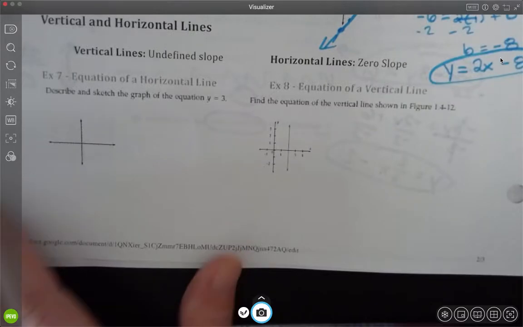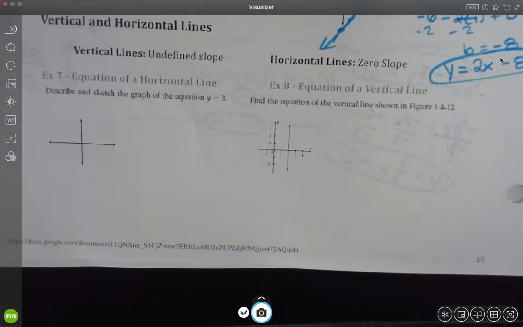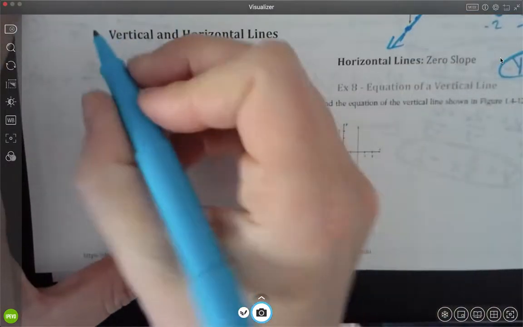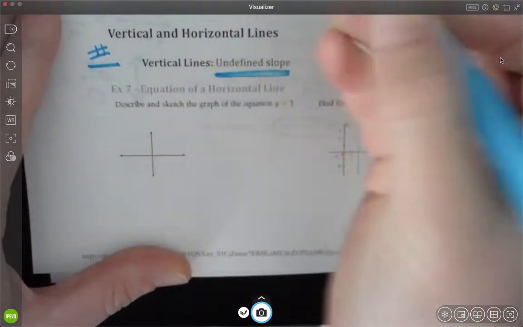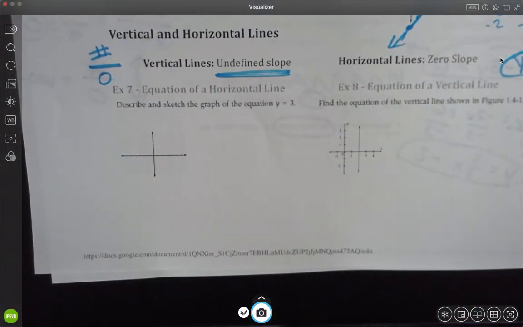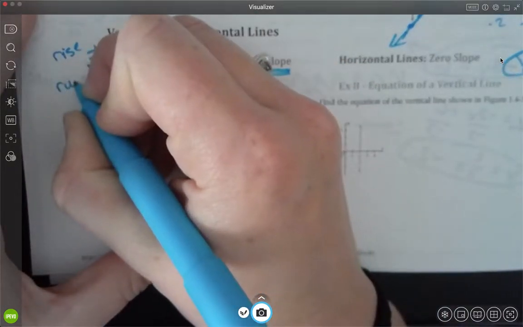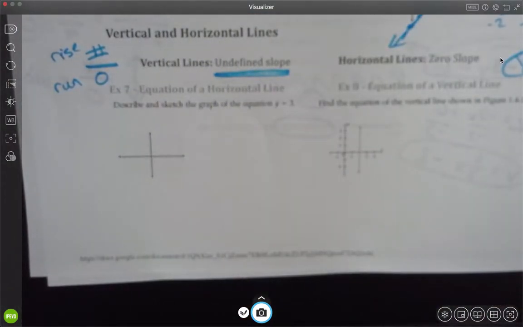Okay. We have already said that vertical lines have an undefined slope. It's undefined because vertical lines go up a certain number, but they run nothing. They rise however much, but they run nothing. That's why they're undefined. 0 on the bottom is undefined. So they're rising over running. Their rise is a certain amount, but their run is nothing. That's why the vertical lines are undefined, okay?